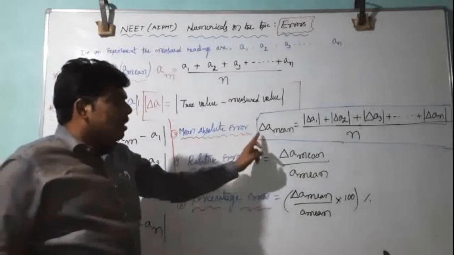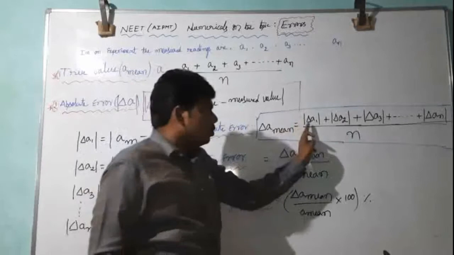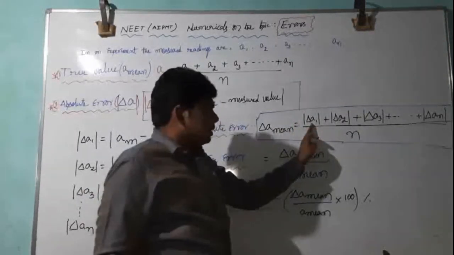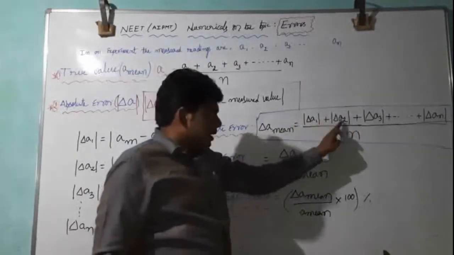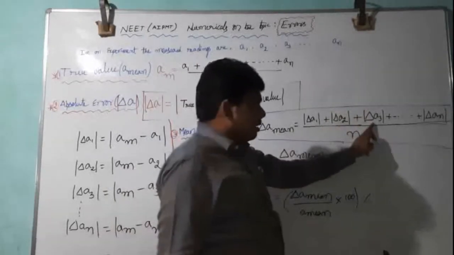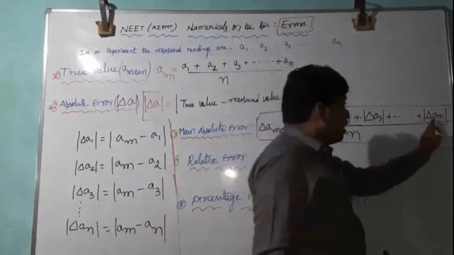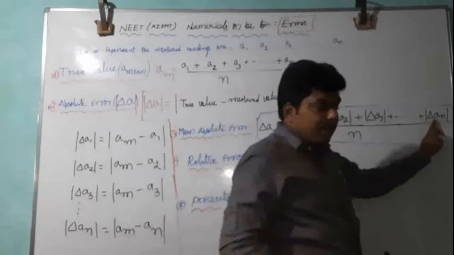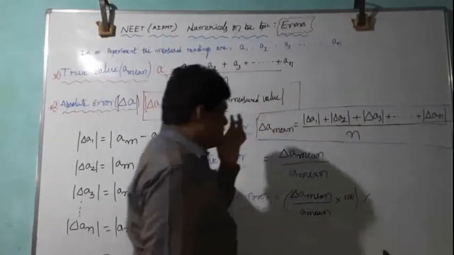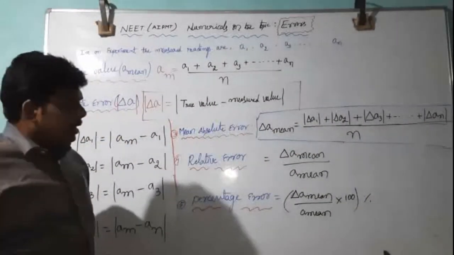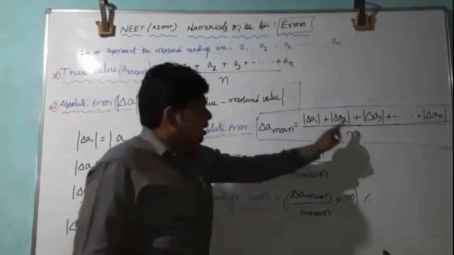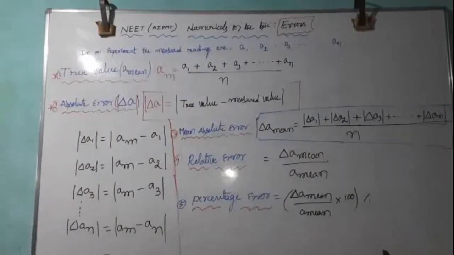That is, delta A mean is equal to the magnitude of delta A1, the first absolute error, plus the second absolute error, plus the third absolute error, plus up to the nth absolute error. Divide by what? Divide by n, where n indicates that we have taken n readings.